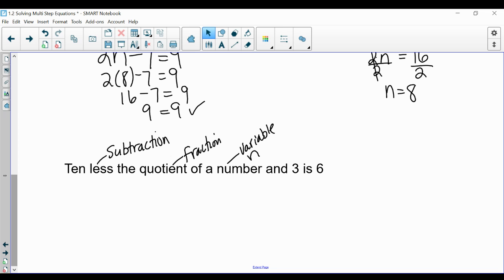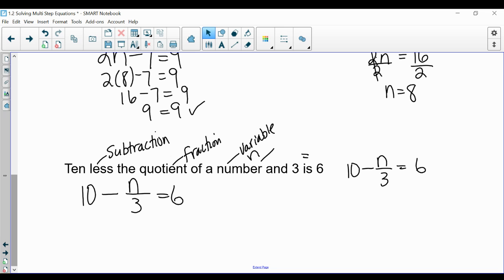And is where the fraction is. So the fraction of n and 3. So it's going to be, this is going to be my fraction right here. And so n and 3 is equal to 6. So 10 is less than a number and 3 is equal to 6. So let's just check it to make sure that I got it right.